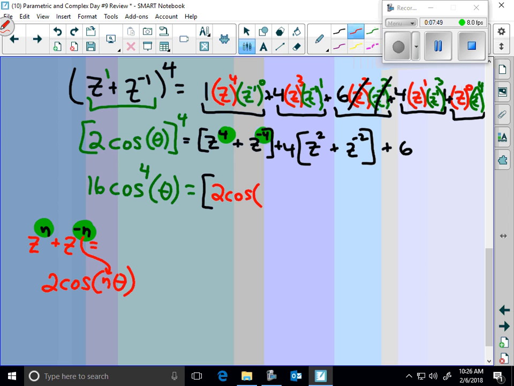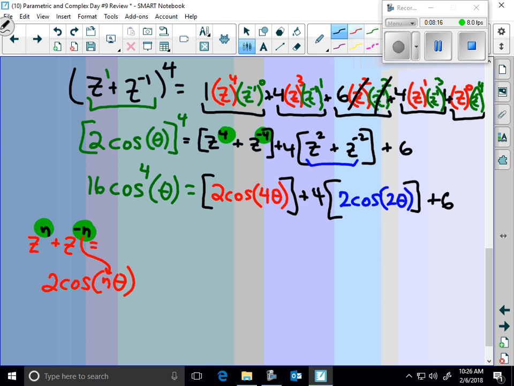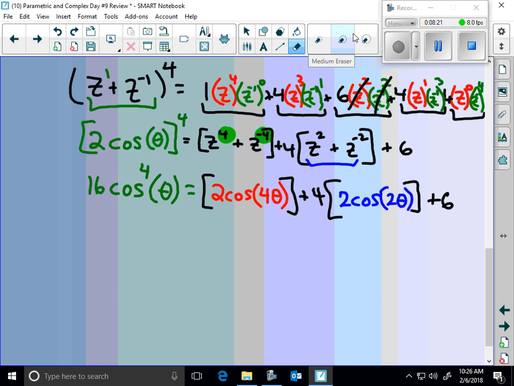Z to the n plus z to the negative n is 2 cosine n theta. So z to the 4th plus z to the negative 4th would be 2 cosine 4 theta. Okay. On to the next one. Z to the 2nd plus z to the negative 2nd would be 2 cosine 2 theta. And then the last piece is 6. Okay. All right, so let's simplify and show that whatever it is that was written above is true.